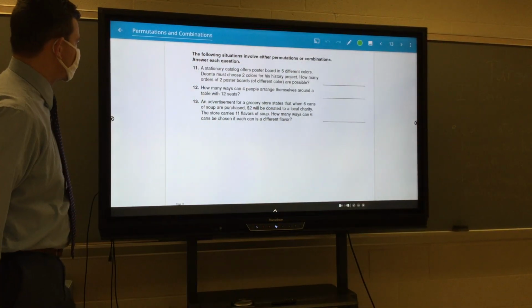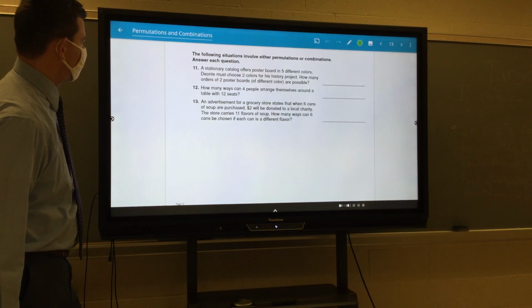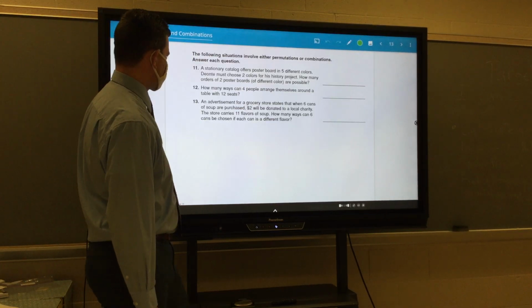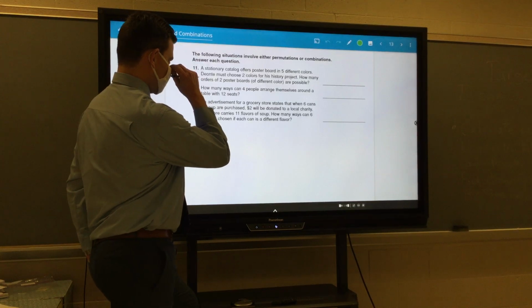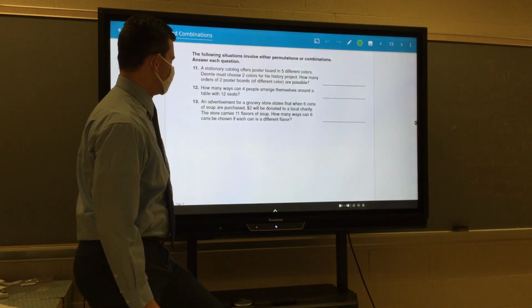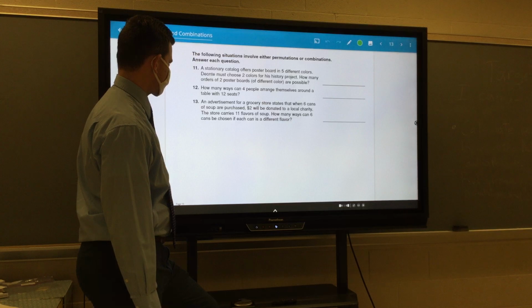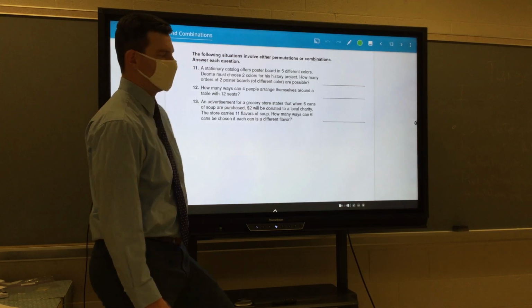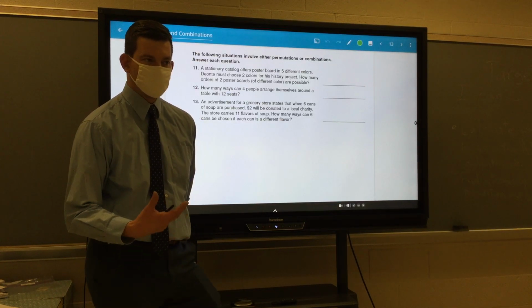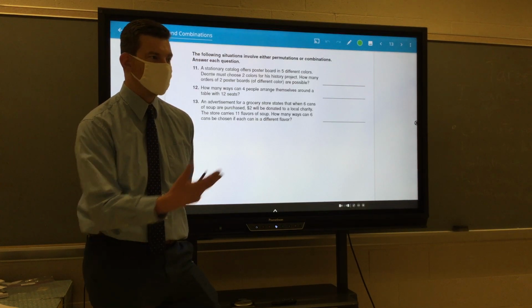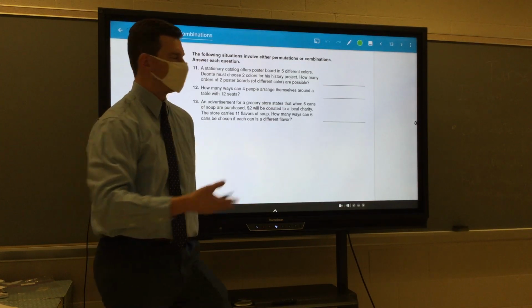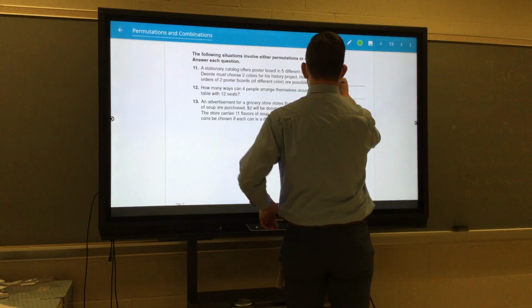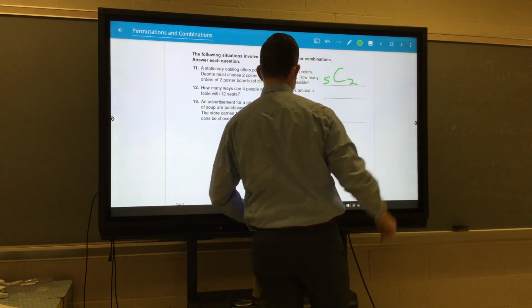So these last 3 questions here, do they involve permutations or combinations? A stationery catalog offers poster board in 5 different colors. Deontay must choose 2 colors for his history project. How many orders of 2 poster boards of different color are possible? Would this be a permutation or a combination? Combination. Picking red and blue is the same as picking blue and red. Doesn't matter. So this would be a combination of 5 and 2.